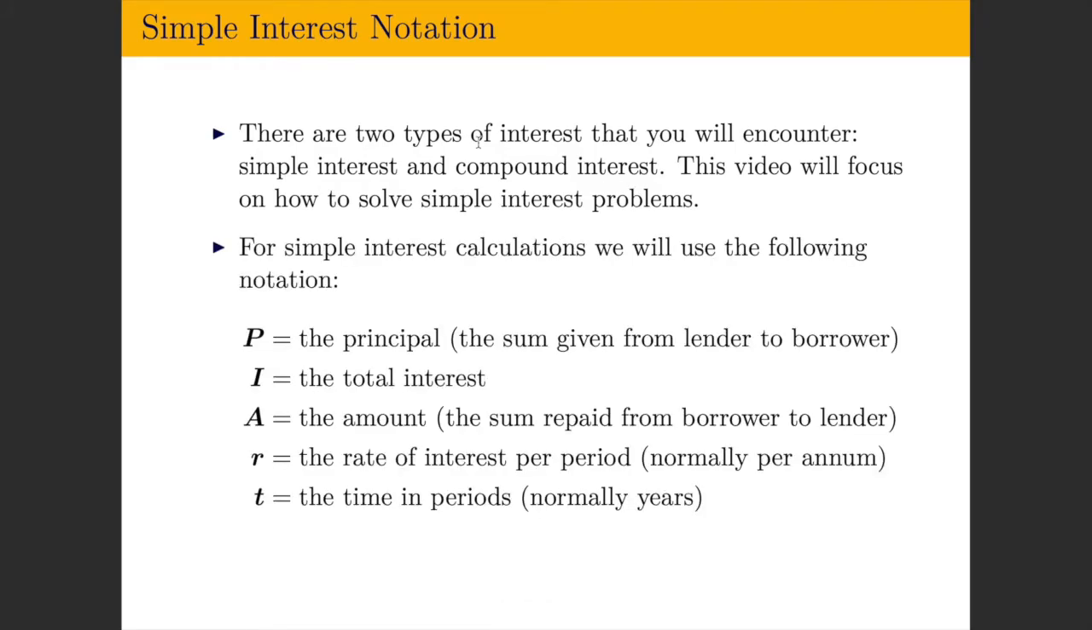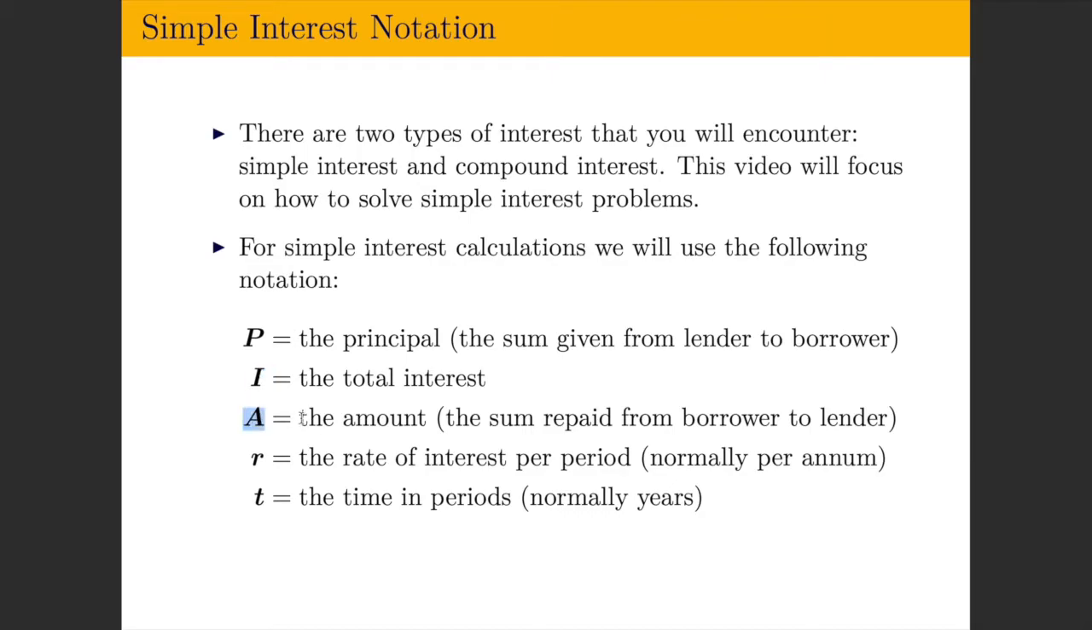So let's begin. For simple interest calculations we're going to use the following notation. P, which we call the principal, is the sum of money that the lender initially gives to the borrower. I, which we're going to call the total interest, is the return that the lender receives for lending that money. And they get that interest at the end of the contract period.